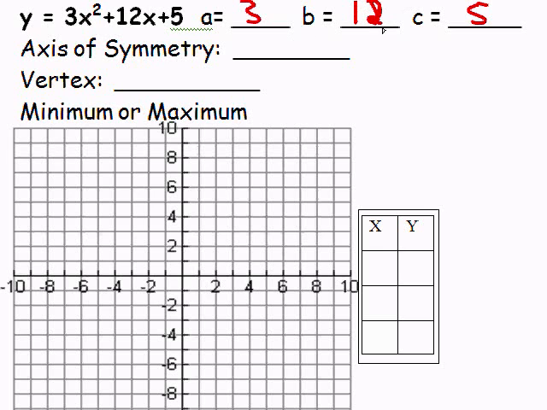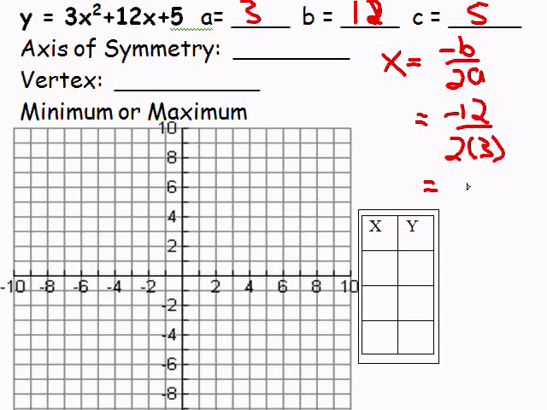Now we're going to use that a and b to find our axis of symmetry, which our axis of symmetry formula was x equals the opposite of b over 2a. So all we've got to do is substitute in the b and the a value into that formula. So our b value is 12, so it's negative 12 over 2a, 2 times 3. So it's negative 12 over 6, which gives us negative 2. Now notice our axis of symmetry is x equals negative 2.